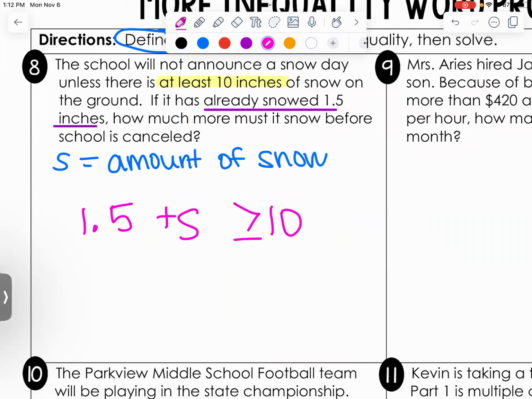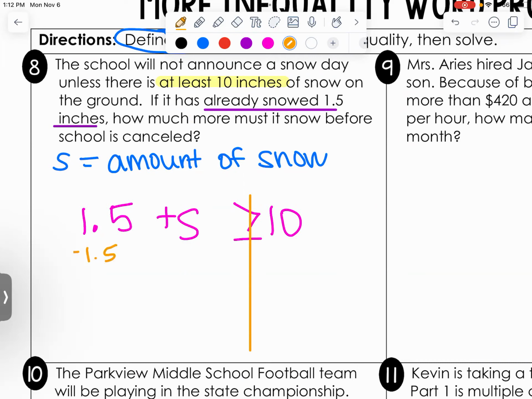Now, Jacob, what do you think I'm going to ask you to do next? Jacob, just look up here. I have an inequality. Is my variable by itself? Okay, and do what to both sides?